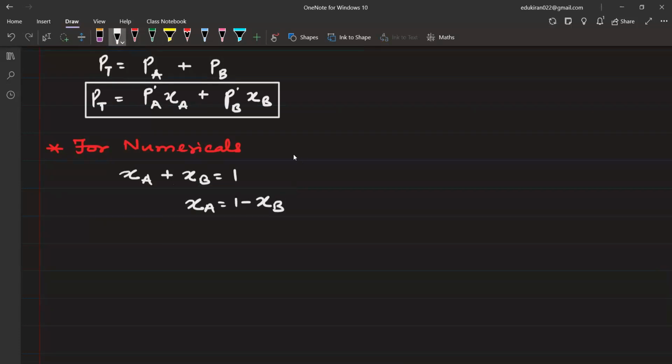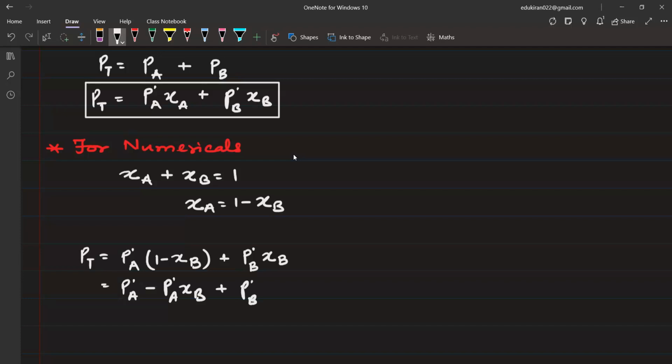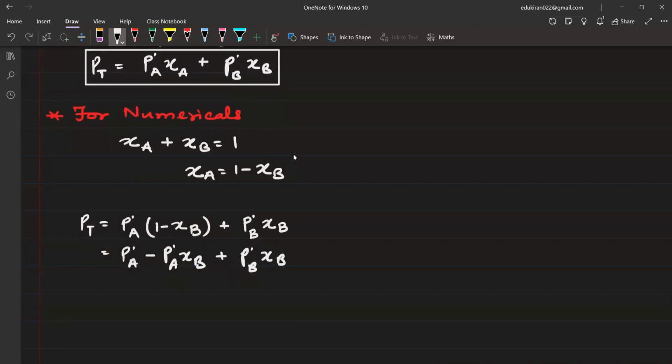That is the mathematical expression of Raoult's law. So P total is equal to P naught A into (1 minus chi B) plus P naught B chi B. P naught A multiplied by 1 will be P naught A, minus P naught A into chi B, plus P naught B chi B. Now from here we can see we have chi B common.